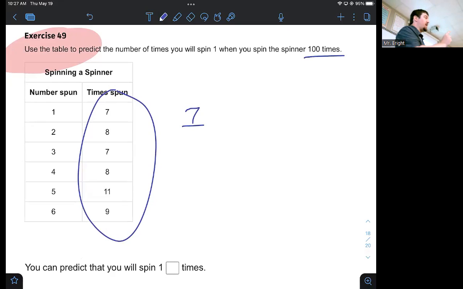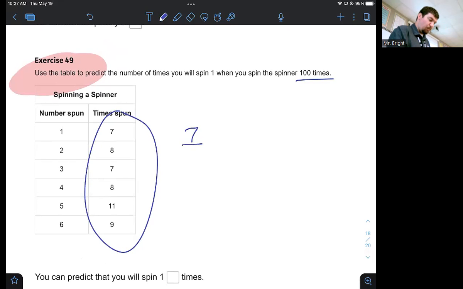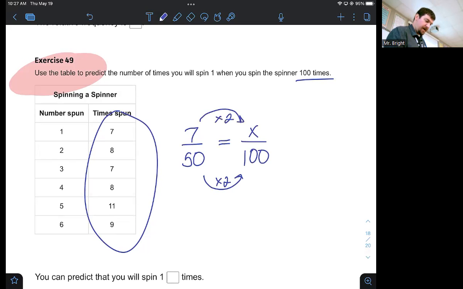It is 100 times, but that's what we're making our prediction out of. So what have we seen? 7 ones out of 50 spins. So if we've gotten a 1 7 out of 50 times, use a proportion because we're making a prediction. How many ones do you think we would get out of 100 times? Mental math says just times by 2, right? You could cross multiply it, but you could just times by 2. What is 7 times 2? 14. So X is 14. I expect 14 times that we get the number 1.